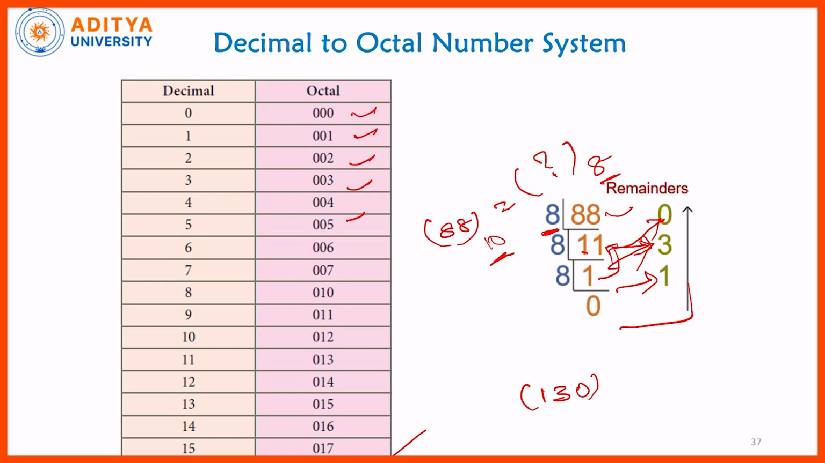So this is the octal representation from decimal. Here this is a simple representation, so there is no need to calculate from the table for decimal to octal.